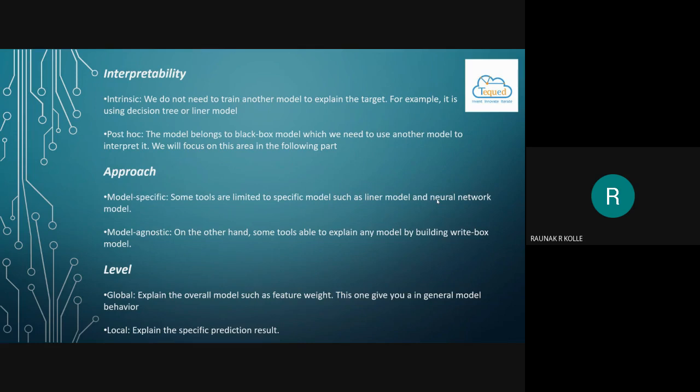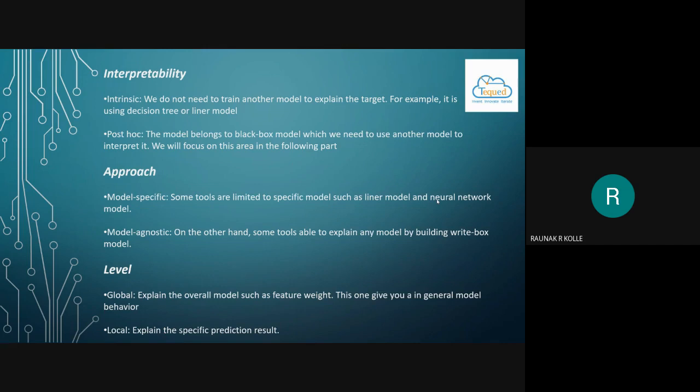Before explaining about the model, we can first understand the criterion on which model interpretation depends. The first one is the interpretability. There are two types of interpretabilities. The first one is intrinsic, in which we do not need to train another model to explain the target. For example, it is using decision tree or linear model. And then we have the post hoc model, which belongs to the black box model, which we need to use another model to interpret it. We will focus on this area in the following part.